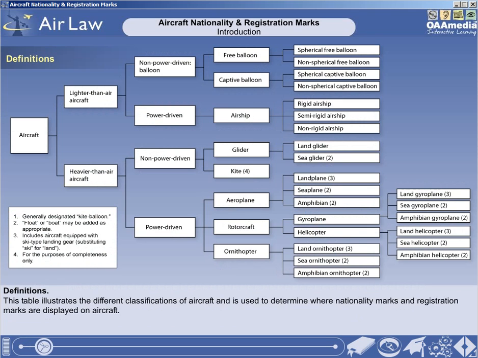The table here illustrates the different classifications of aircraft and is used to determine where nationality marks and registration marks are displayed on aircraft. Although it is not necessary to remember this table, it would be useful to gain an appreciation of the first few major classifications shown to the left-hand side of the table. When you have finished looking through this information, click the forward flashing arrow in the bottom right-hand side to continue.